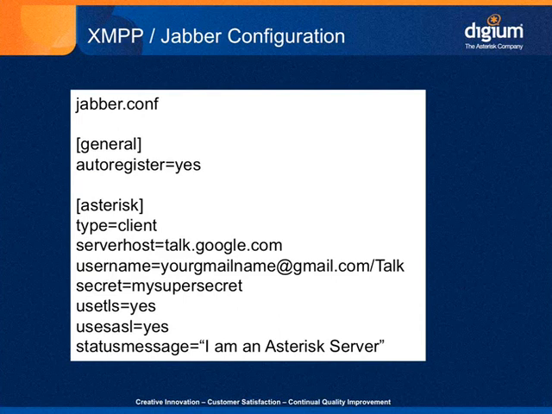In the connection-specific section that we just defined, we define a type, and that's going to be client. Then we define the host that we want to connect to. It's going to be talk.google.com. We set our username at gmail.com and the XMPP resource, which in this case is just called talk. And then we'll set our password, something like my super secret. All right. After that, we need two parameters that Google requires for security: use TLS and use SASL. Set both of those to yes. All right. Finally, we'll go ahead and set a status message so that when other Google users see us on their chat panels, it's going to tell everybody that we're actually an Asterisk server.